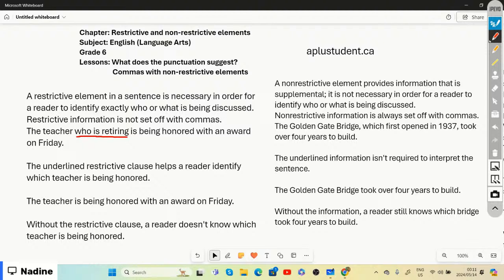So now, a non-restrictive element provides information that is supplemental, meaning that it is not necessary for a reader to identify who or what is being discussed.